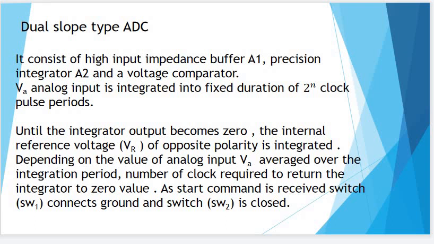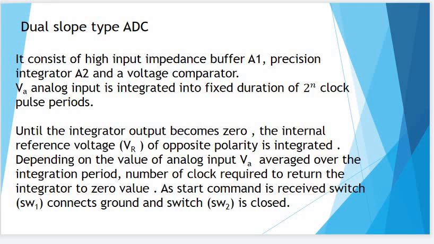Dual slope ADC consists of a high input impedance buffer A1, a precision integrator A2, and a voltage comparator. VA, the analog input, is integrated for a fixed duration of 2 power n clock pulse periods until the integrator output becomes 0. The internal reference voltage VR of opposite polarity is integrated depending on the value of analog input VA averaged over the integration period. The number of clocks required to return the integrator to 0 value is counted as the start command is received.